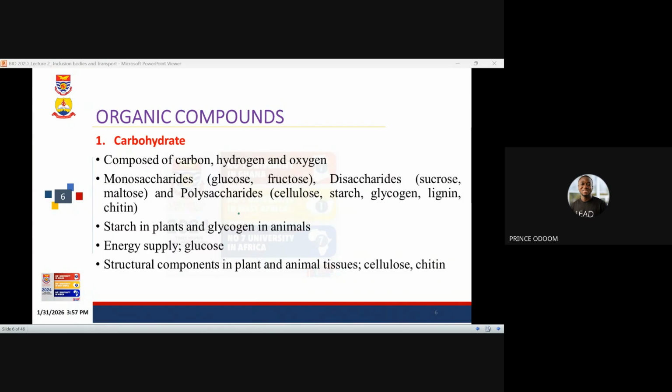Starch is how plants store their excess glucose. The animal stores their excess in the form of what? Glycogen. Then we come to lignin.